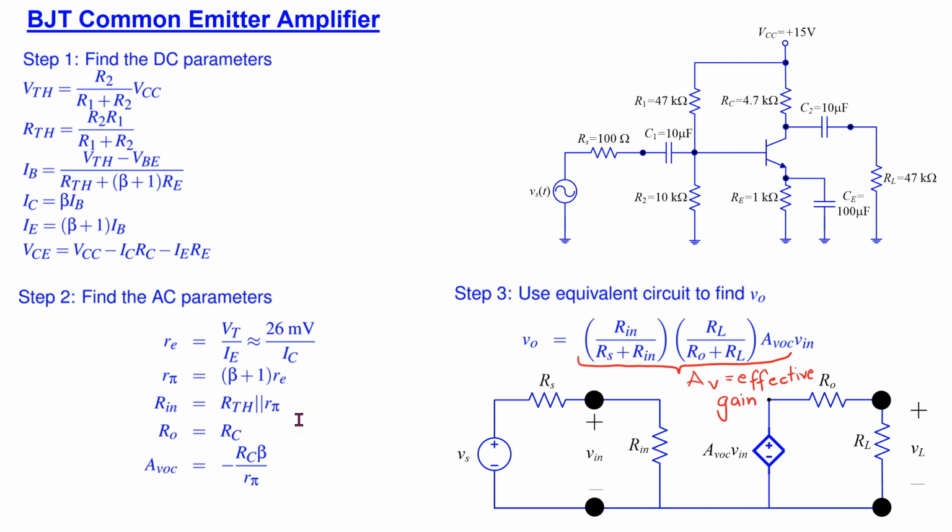Rin is the input resistance of the amplifier. Rout is the output resistance of the amplifier. AVOC is the open circuit voltage gain. AV is the effective gain taking loading effects on the input and the output sides into account.